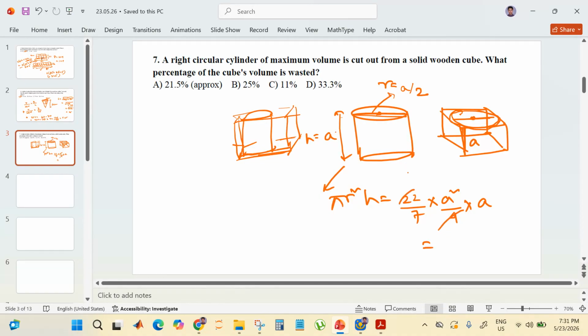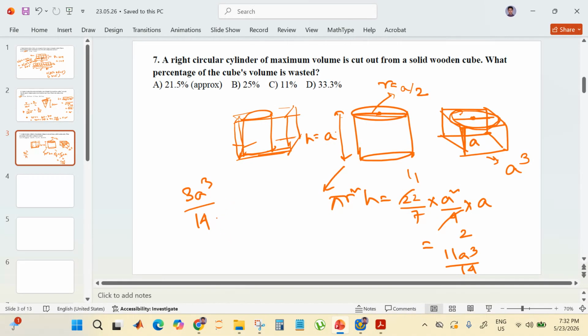That means 11 by 2 will be there. So 11 a cube by 14 will be the volume, and a cube will be the volume of the cube, right? So from a cube we take 11 a cube by 14. So that means 3 a cube by 14 has been wasted.